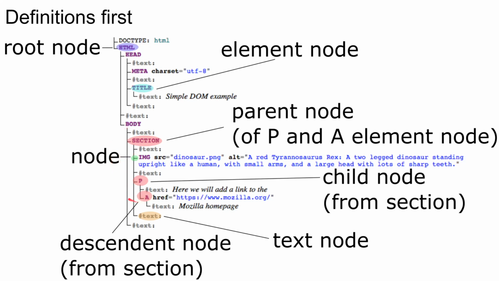However, A is a child of P, and A is a descendant of section, just as P is a descendant of body. So this one is also a descendant of HTML. So descendant is like one or more, whereas a child is always directly below, like this one. And then these words are called a text node.